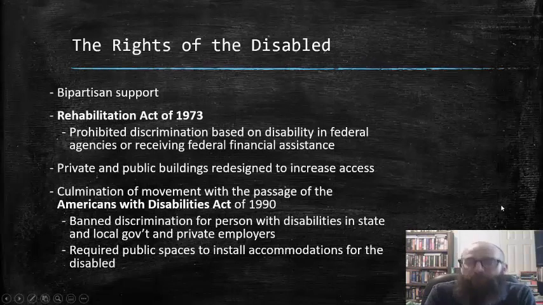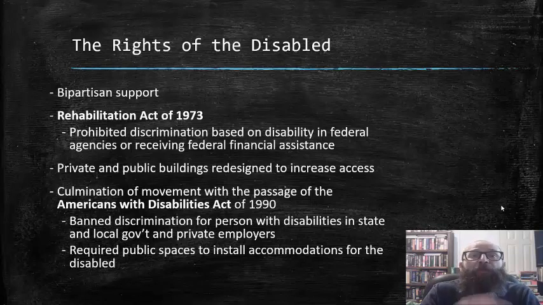Access to civil rights for certain minority groups was also expanded in the Nixon administration when they tackled issues of the rights of the disabled. This issue had strong bipartisan support during this period, and the first significant piece of legislation was the Rehabilitation Act of 1973. This act prohibited discrimination based on disability in federal agencies or any agency or place receiving federal financial assistance. As a result, many private and public buildings were redesigned to increase access for the disabled.